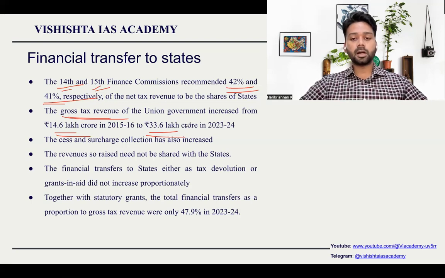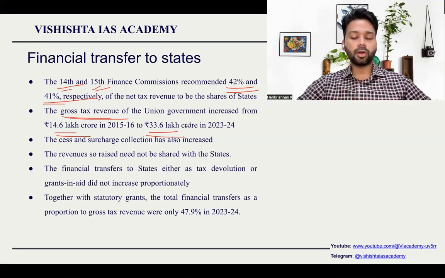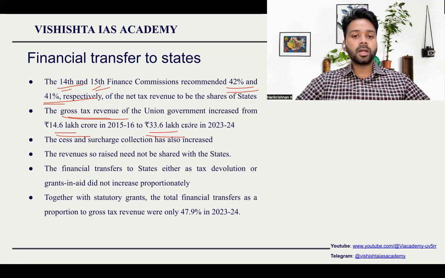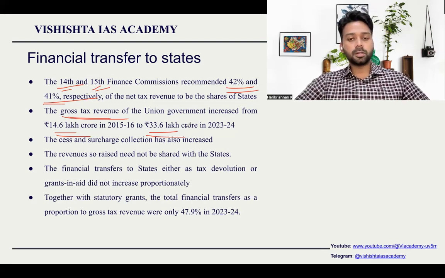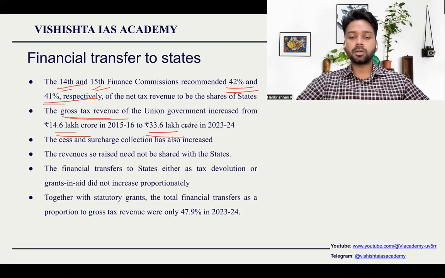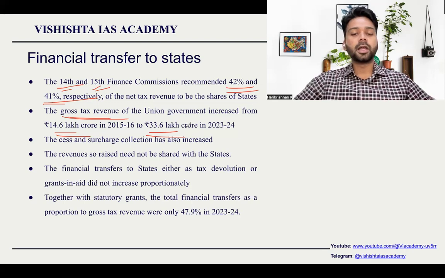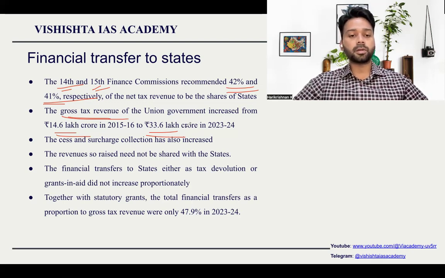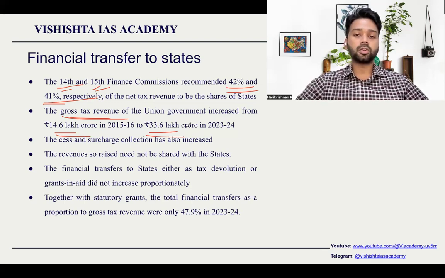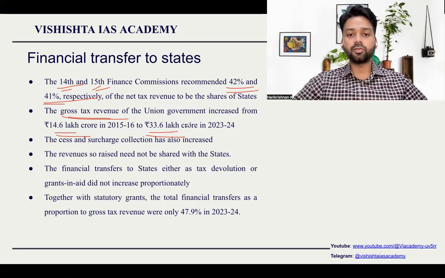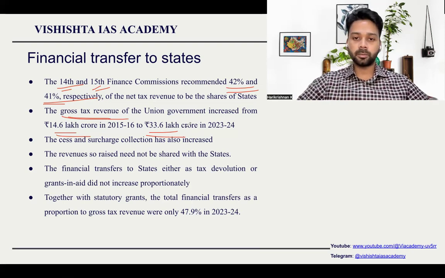However, when you take the amount of money that has been transferred from the center to the states, it is less than the proportion in which it has grown. So, based on the reports, it is very clear that the central government's tax revenue has been increasing, but the devolution of money to the state governments has not increased in the same proportion. This shows that the state governments are not getting the revenue which they should actually get.